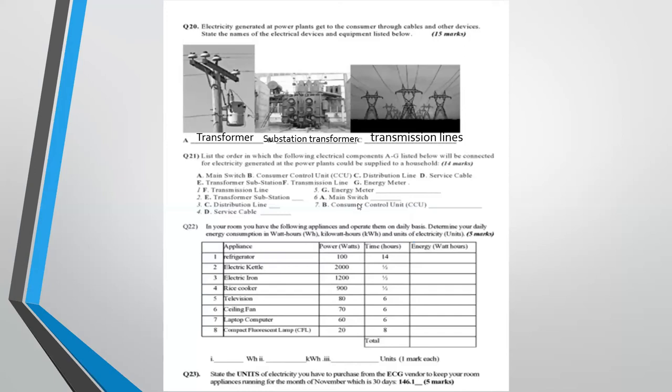In our room, we have the following appliances and operate them on a daily basis. We have to determine our daily energy consumption in watt hour and kilowatt hour. So let's see the table. We have the appliances, the power in watt, and the time in hours. So you have to provide the energy. This is so simple. You have the power and you have the time, and you are asked for the energy. So if you have no idea, you combine them together. So just multiply. So you multiply 100 by 14. You write it here. Some of them, I've told you already that I don't want to write the answers here.